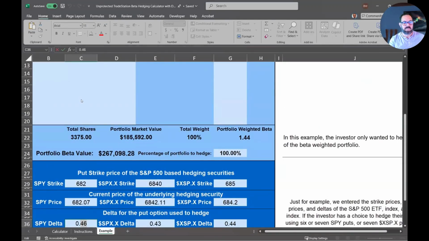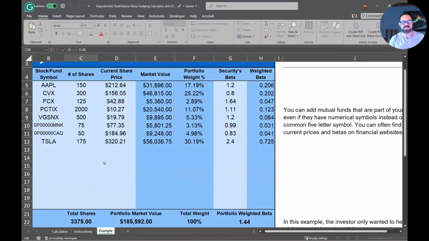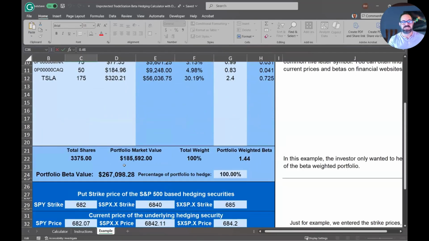I'll use the same portfolio that I had as the example, which is a little under $200,000, but has a pretty high weighted beta. This is 44% more volatile than the broad market. So we need to protect, on average, $267,000 worth of stock. Let's back this off a little bit. Let's say we're only worried about hedging about 80% of our portfolio now.